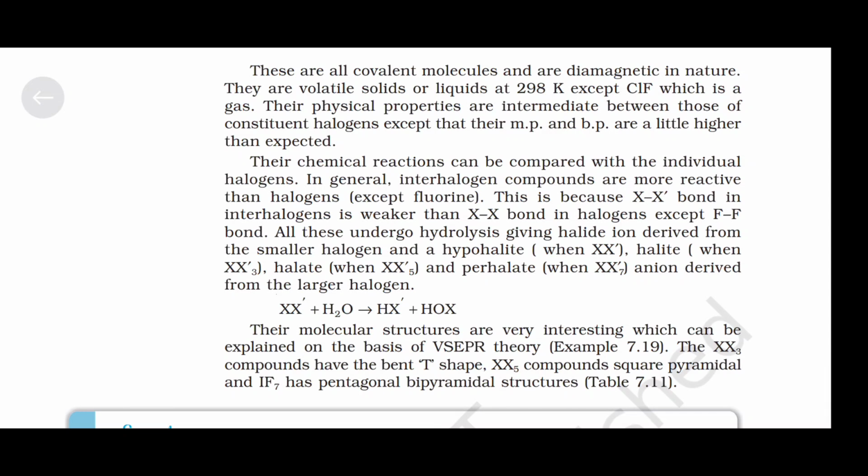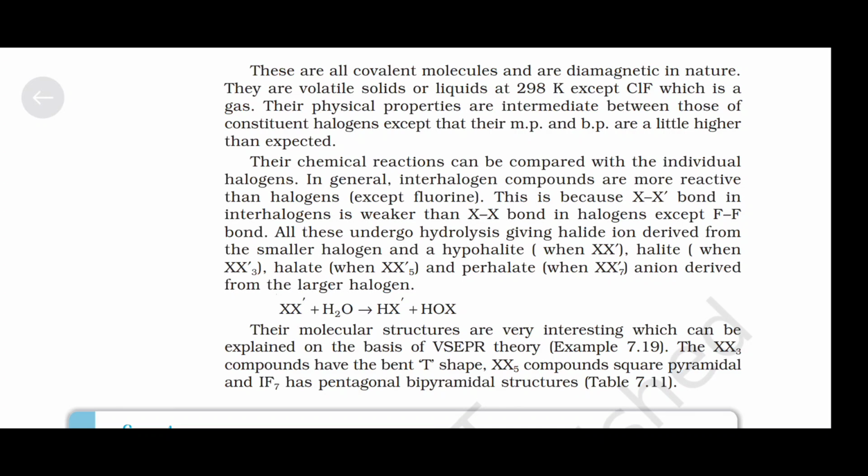Okay, these are all covalent molecules and are diamagnetic in nature. They are volatile solids or liquids at 298 Kelvin except ClF, which is a gas. Their physical properties are intermediate between those of constituent halogens except that their melting point and boiling point are a little higher than expected. Their chemical reaction can be compared with the individual halogen.